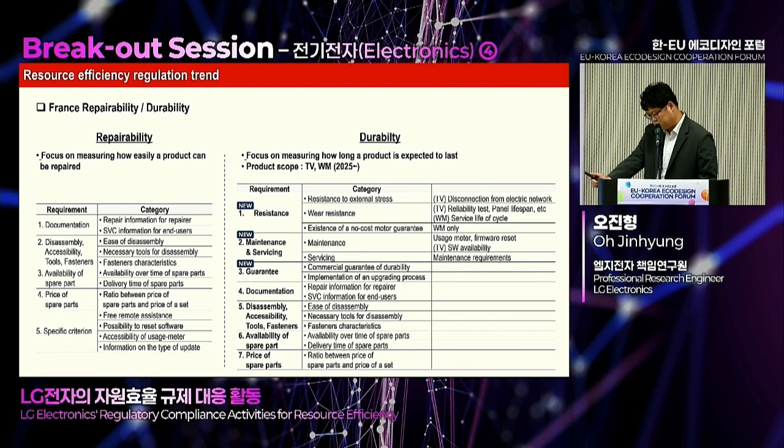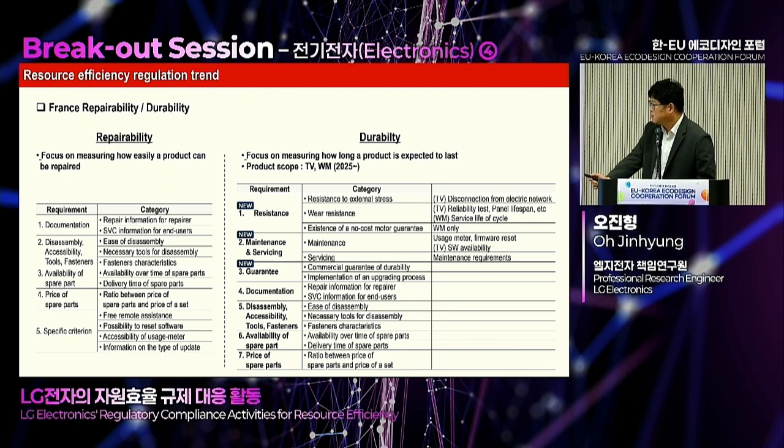When it comes to the French repairability, durability index, which was enforced in 2021, initially repairability was the focus of this French regulation. However, starting from this year, especially in the case of television and washing machines, it has been upgraded with the emphasis on durability for these two product categories. So the focus has been shifted from repairability toward durability.